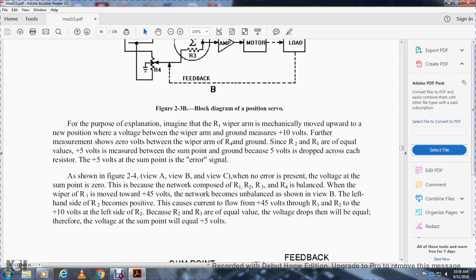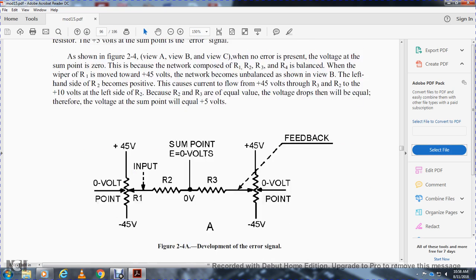The purpose of this explanation is that the resistor 1 wiper arm is mechanically moved to a new position when the voltage between the wiper arm and the ground measures positive 10 volts. A further measurement shows 0 volts between the wiper arm of resistor 4 and the ground. Resistors 2 and 3 are equal in value, so positive 5 volts is measured between the sum point and ground, and 5 volts drops across each of the resistors. The 5 volts at the sum point is the error signal.